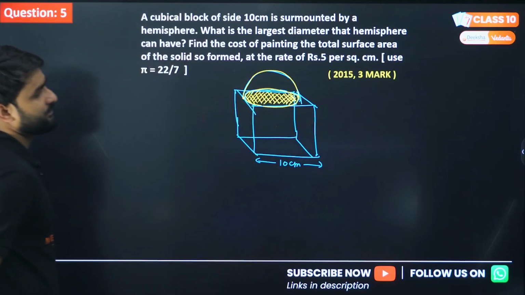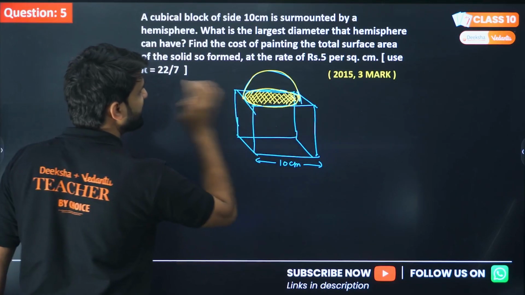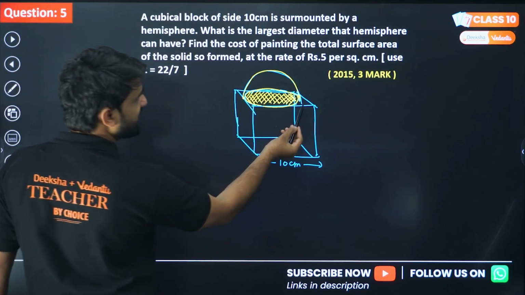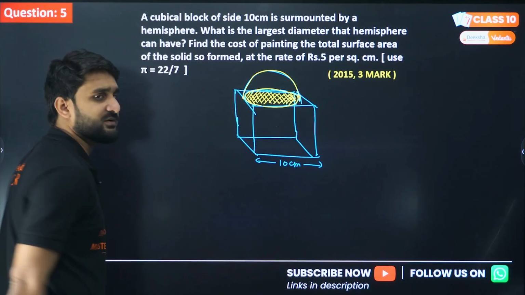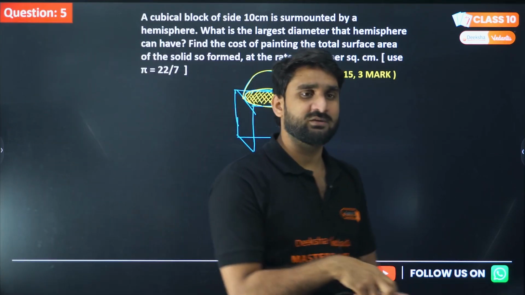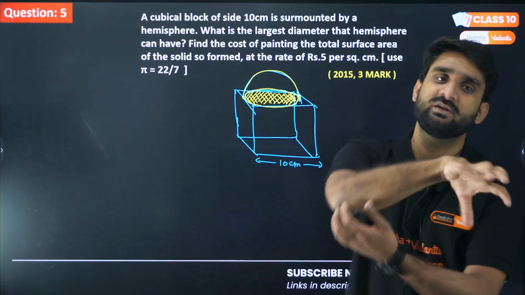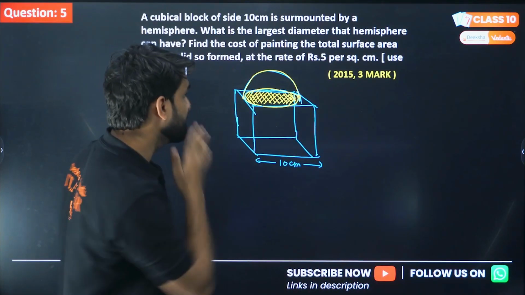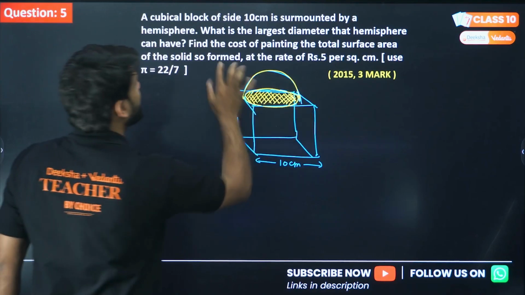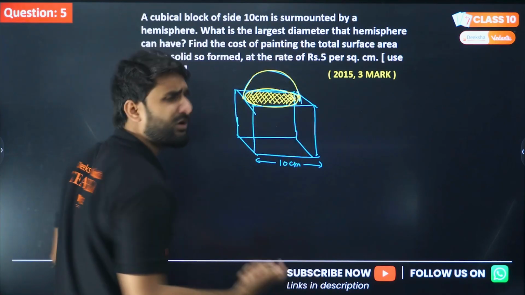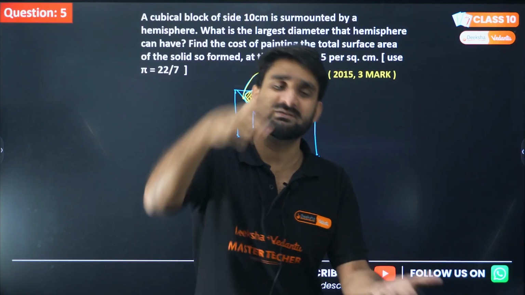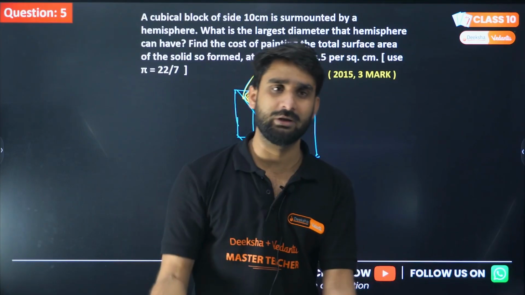Like this way, this hemisphere is being surmounted on the cubical block, leaving these corners. There are 4 corners leaving over there because the portion of hemisphere is perfectly circular. So there will be 4 corners left over there. Okay, remaining. So what is the largest diameter? What will be the possible largest diameter if you are surmounting a hemispherical body on the cubical block?